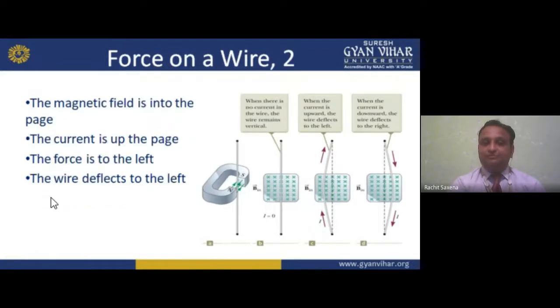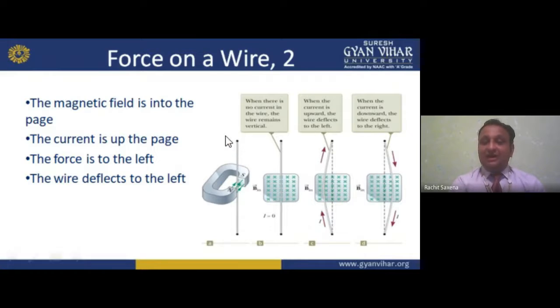Now move forward. Now force on a wire, second case. The magnetic field is into the page. The current is up the page. A page is there, and the current is moving upwards up the page. The force is to the left. If the wire deflects to the left, the force is to the left.